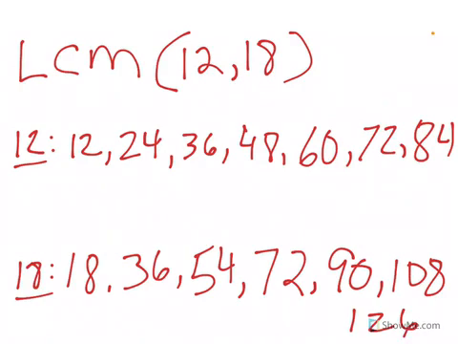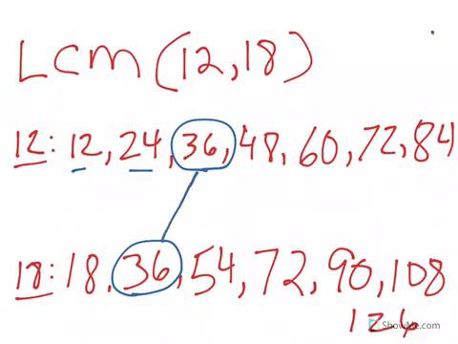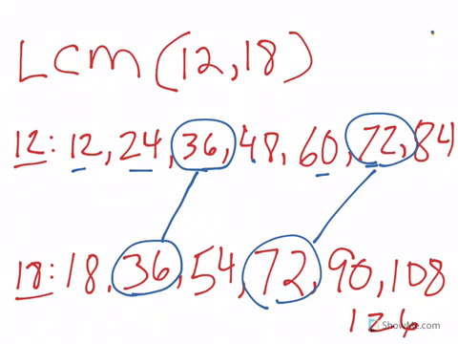Now, when I say what numbers do they have in common, well, I'm going to look here. 12, first digit here, 12 is not in the 18 column. 24 is not. 36 is in both columns. You see that? I can connect those two. Let's keep going. 48 is not. 60 is not. 72 is in common in both, right? 84 is not, and I could keep going. In fact, I think 108 would be in both, right? 12 goes into 108 equally. So we could keep going.